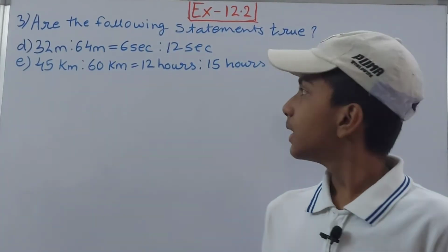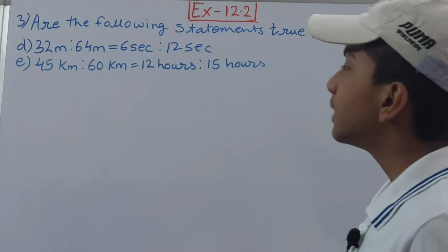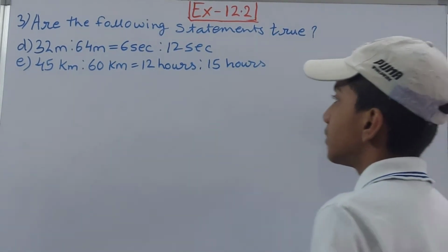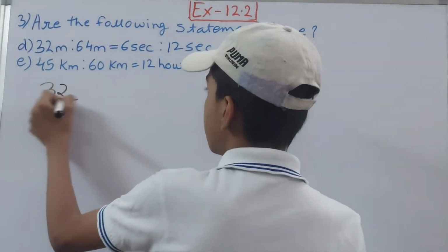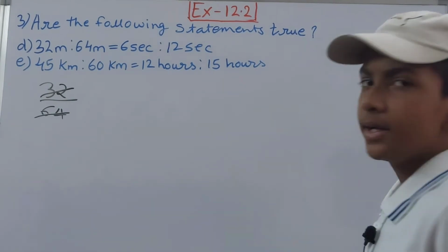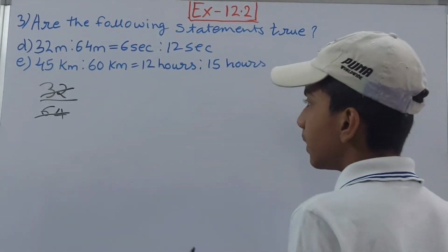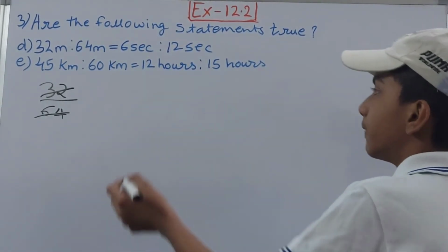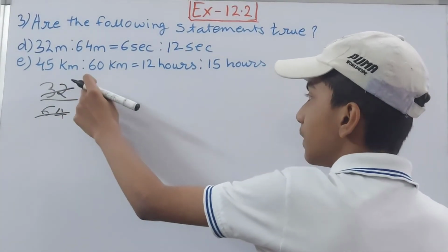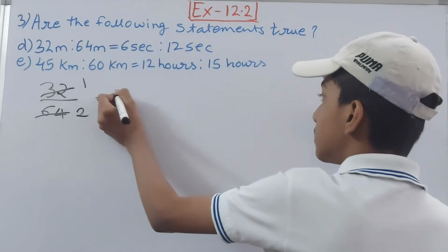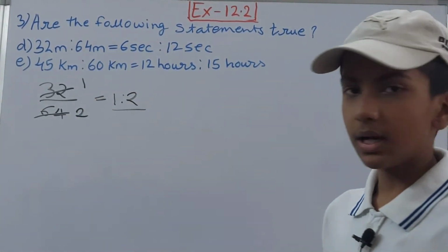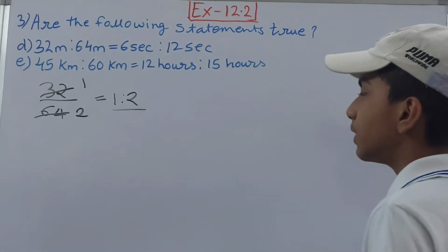Now friends, next part is 32 meters is to 64 meters equals 6 seconds is to 12 seconds. So 32 upon 64 first. You can cut them by 2 or directly by 32. So 1 and 2. Right, 32 into 1 is 32 and 32 into 2 is 64. Just to make this a bit quicker, I am doing it directly, you can do it by 2 as well. So 1 is to 2.